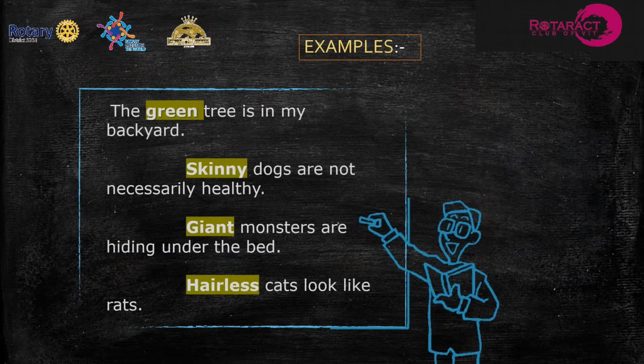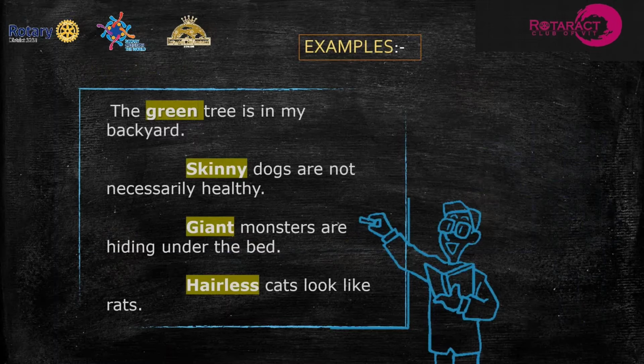The green tree is in my backyard. The green is describing the color of the tree, which is a noun. So green is an adjective here. Skinny dogs are not necessarily healthy. Skinny is describing the shape of the dogs here. So skinny is an adjective.